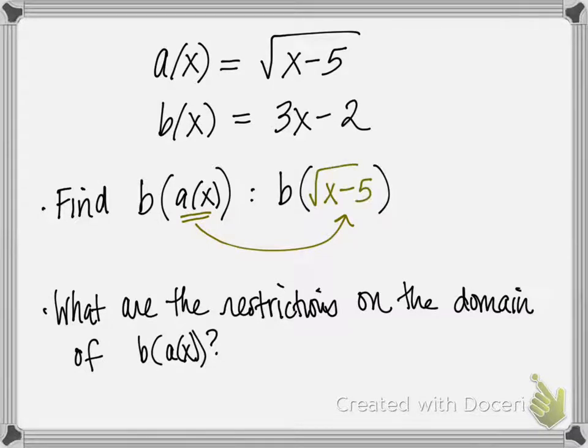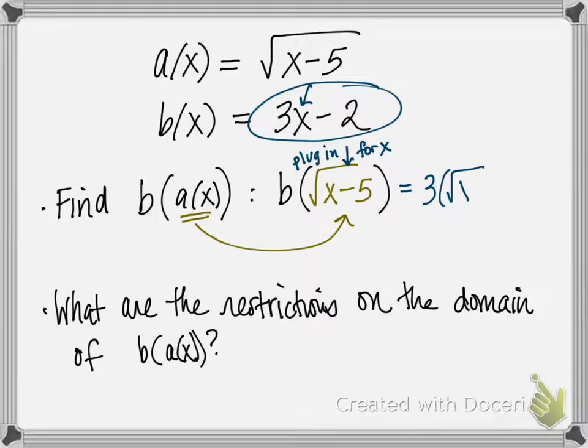So finding b of the square root of x minus 5 is asking, in notation form, to plug in this expression in for x wherever there's an x in this function. So right here. So that means I would have 3 times the square root of x minus 5 minus 2. So this is my composition.